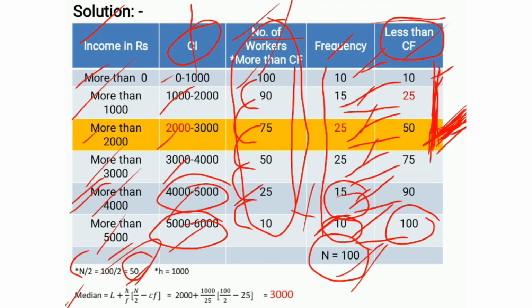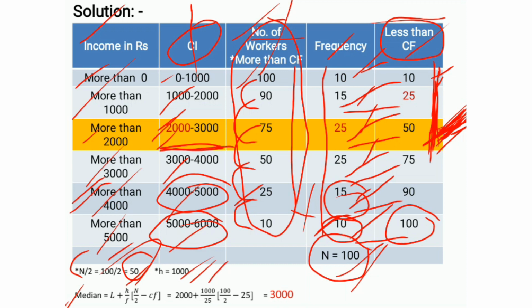The formula is median equals L plus h by f times n by 2 minus cf. L is 2000, so the lower limit of the median class is 2000, which is highlighted in red color. Plus h is 1000. It is written here. What is h? h is the width of the class interval. For the class interval 2000 to 3000, the difference is 1000. That will be your h.